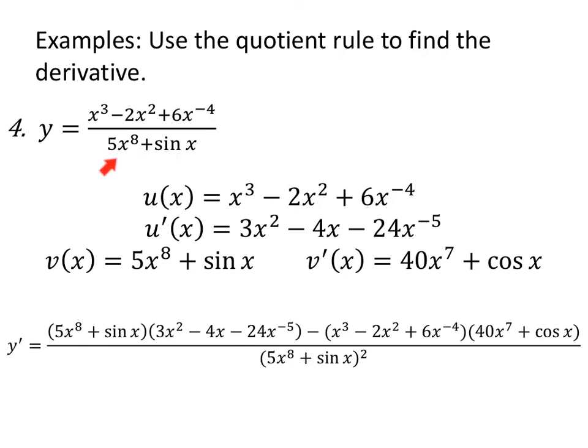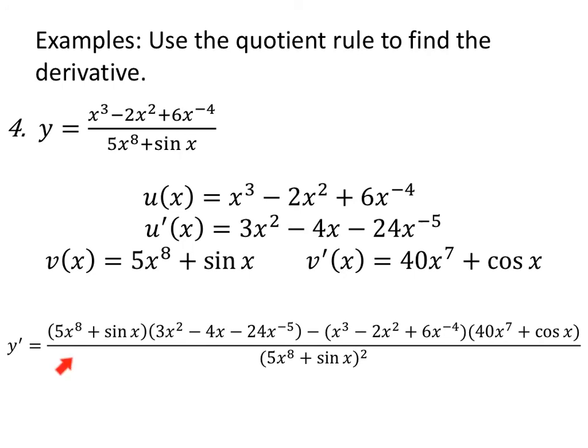My low, my denominator, is 5x to the 8th plus sine of x. The derivative, therefore, is 40x to the 7th plus cosine of x. There is absolutely no way I'm going to take the time to simplify this. And if you're using WebAssign for your class, like we do at UTEP, you don't have to simplify. It'll take it in quotient rule form.